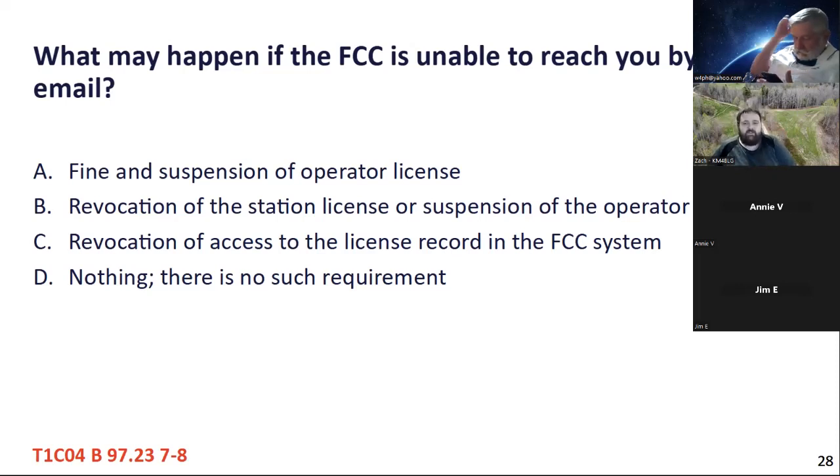But generally, though, you're probably not going to get a lot of communication from them. But it is good to make sure that you've got an up-to-date email there. Once again, like I said earlier about the station inspections, if the FCC is out there wanting to talk to you, chances are there's something else amiss.